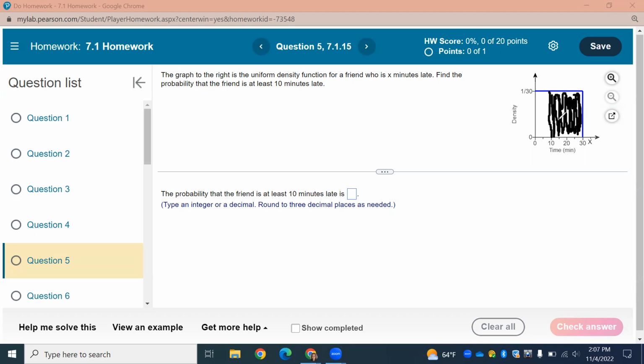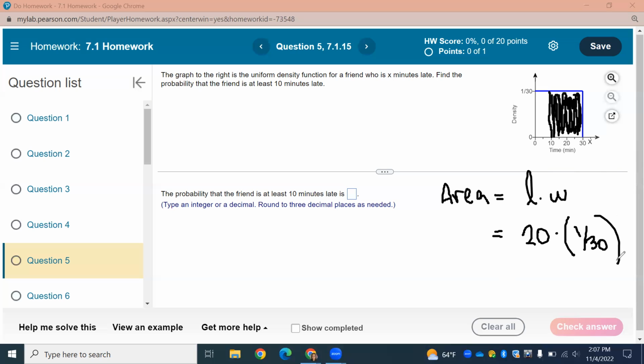To find the probability, we have to find the area of whatever they're referring to. The area of this uniform distribution is just length times width. The length of the rectangle now isn't 30, we're just focusing on 10 to 30. So the length from 10 to 30 is 20. The height of the rectangle, they told us before, was 1 over 30. So we multiply 20 times 1 over 30, which is 2 over 3, and as a decimal that'd be 0.67.